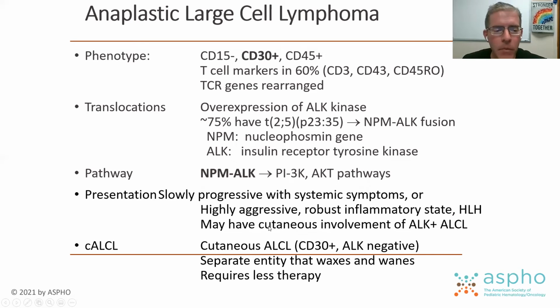They tend to present often slowly progressive with systemic symptoms, but they can also have a very highly aggressive, robust inflammatory state. They can present with hemophagocytic lymphohistiocytosis, which has just as many syllables as supercalifragilisticexpialidocious, and you can also have cutaneous involvement.